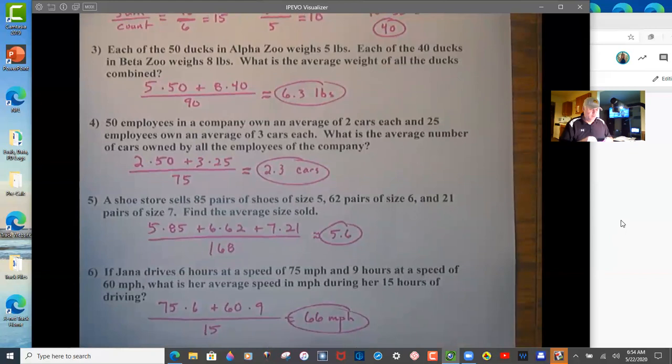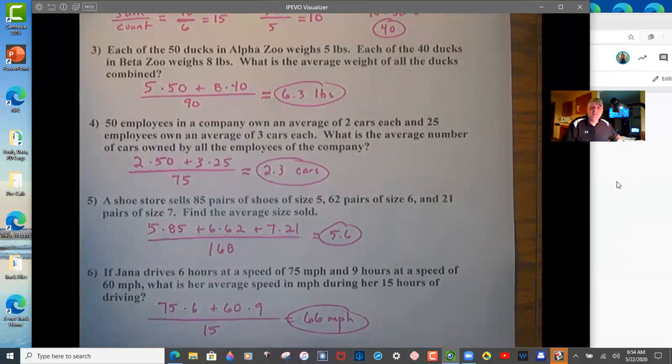And there will be 2 questions considering weighted means on your quiz. So we'll get back at it on Tuesday, and have a great Memorial Day weekend.